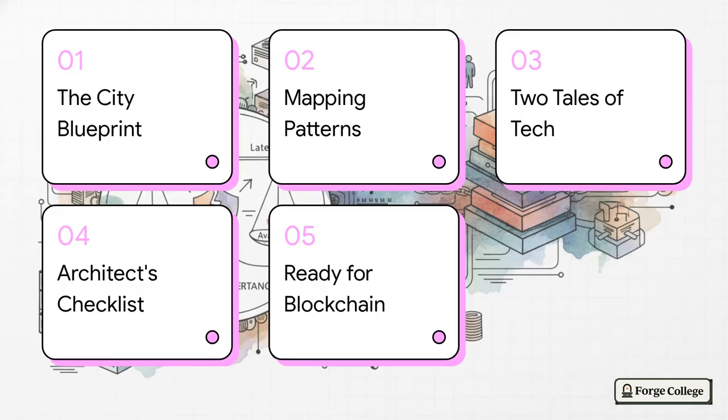Okay, let's take a quick look at our architect's agenda for today. We're going to cover 1, the city blueprint, 2, mapping patterns, 3, two tales of tech, 4, the architect's checklist, and 5, getting ready for the blockchain. Awesome, let's get right into it.